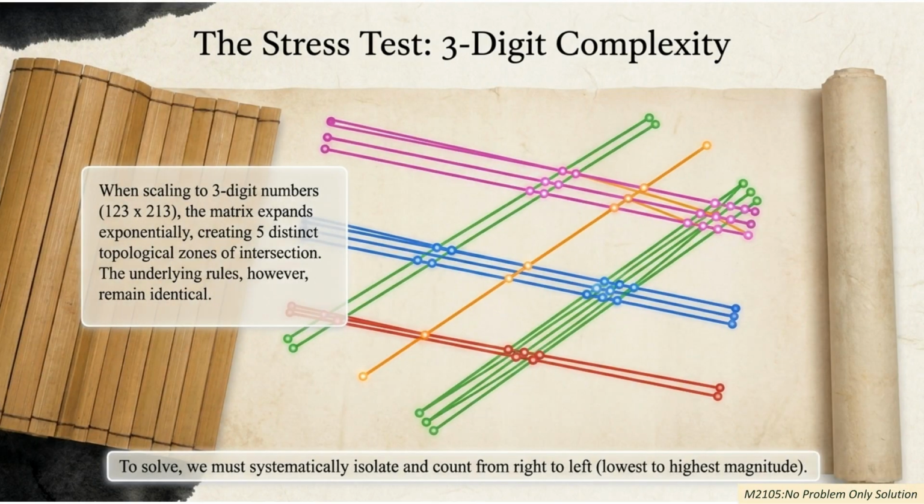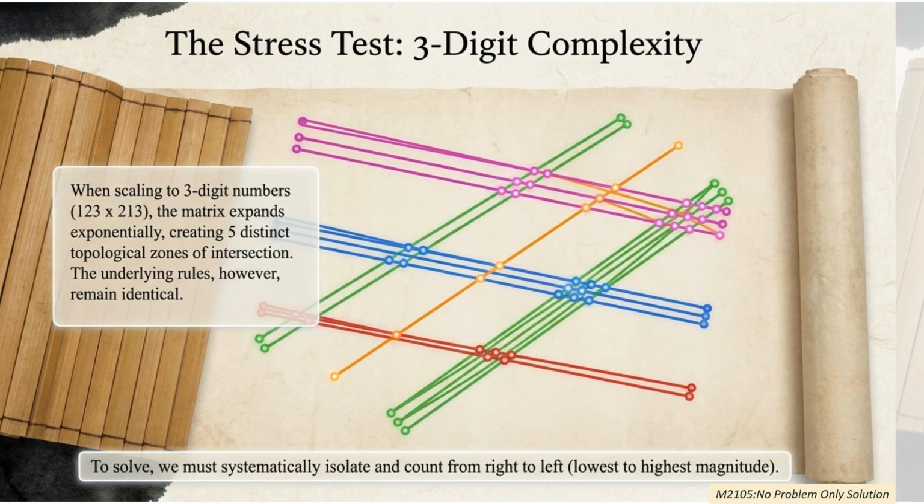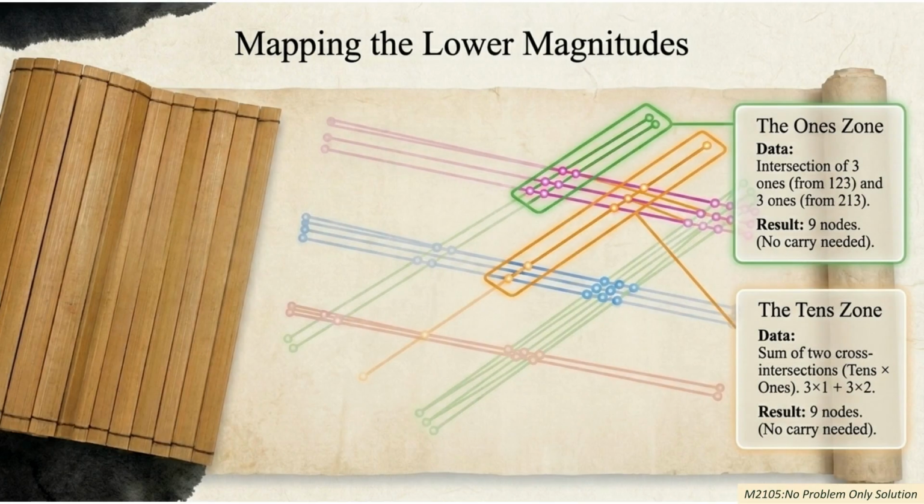Scaling to 3-digit numbers creates 5 distinct zones. Despite the increased complexity, the underlying rules remain identical. We simply isolate and count from right to left. Mapping these lower magnitudes involves calculating the intersections for the 1s and 10s zones. In this specific example, no carrying is required for these initial steps.